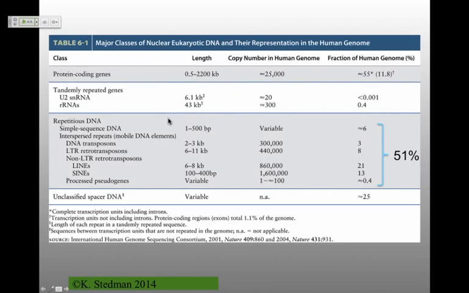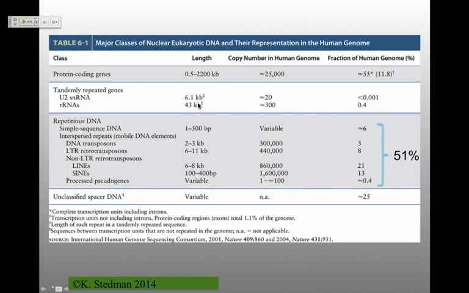Then we have some tandemly repeated genes, and again, these are particularly for things like our ribosomal RNAs that we just need a whole bunch of copies of, because with transcription, you can get RNA, and that's an amplification of the DNA copy you have. But normally, when you think about proteins, you also get amplification by translation. Well, if you're doing just transcription for functional RNAs, you only get one level of amplification. So you need many, many copies of these things.